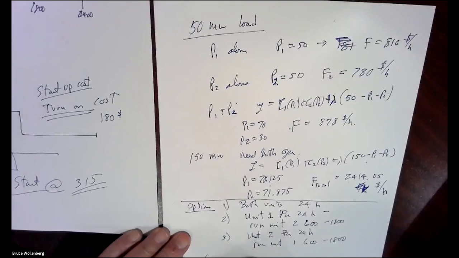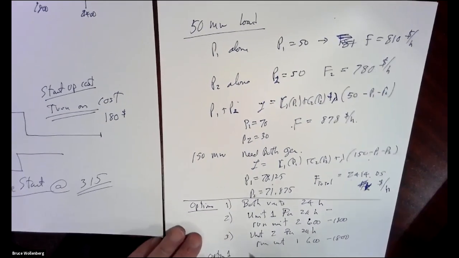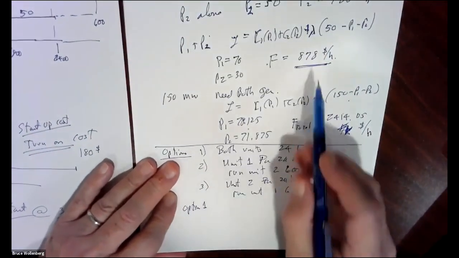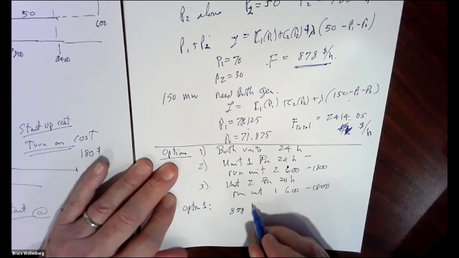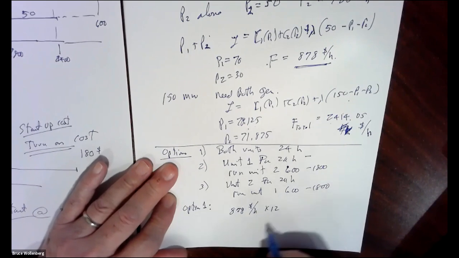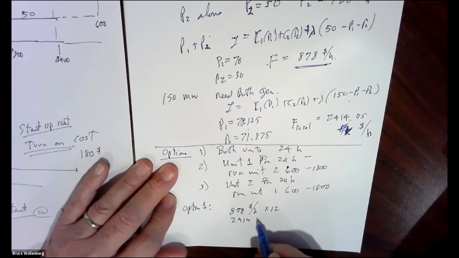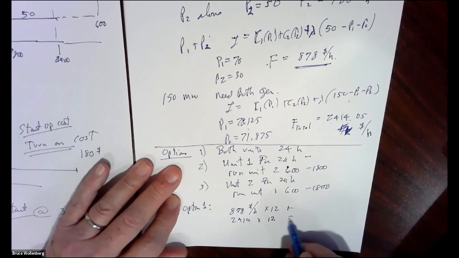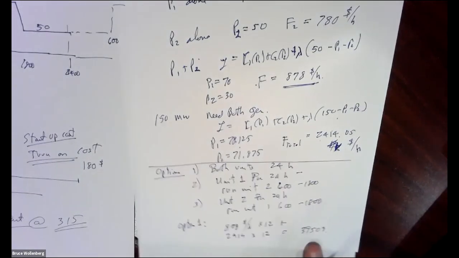So if you did option one, it's this dispatch here. This is for both units. So option one is 878 dollars per hour times 12, and then I have this dispatch cost, 2414 times 12. And this total comes out to be 39,509. If you run through all the numbers, there's no startup, so that didn't come into it.